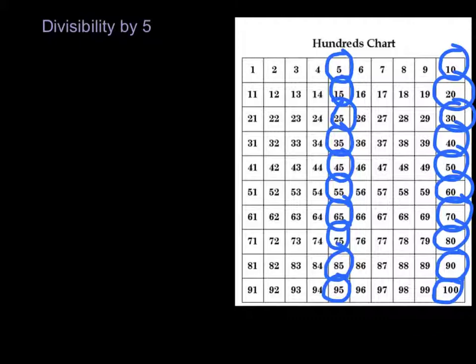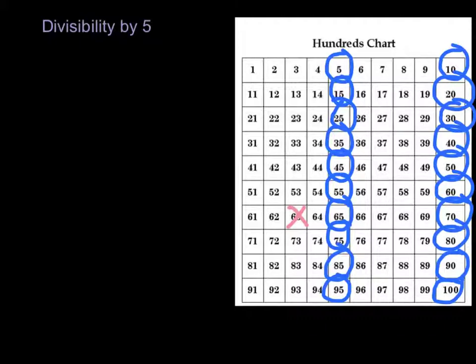Okay, so all of these are multiples of 5 because I can divide all of these numbers by 5 equally, and there won't be a decimal or a remainder at the end. 63 is not a multiple of 5 because I can't divide 63 by 5 equally. It would give me a decimal answer. So only the numbers I've circled are multiples of 5 that would give me a whole number answer.